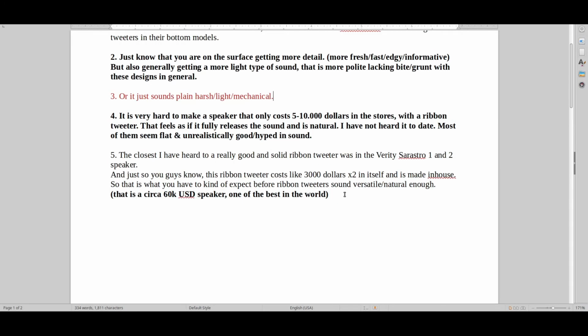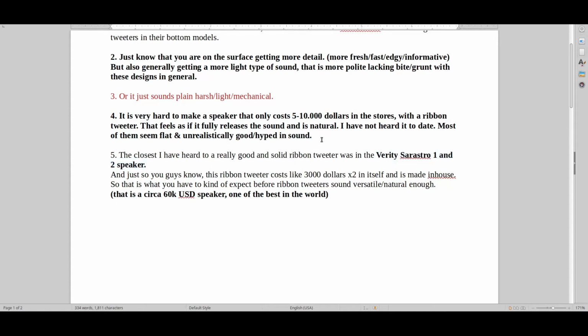that it takes a hell of a lot of money to produce ribbon tweeters that are really, really good, because you just need a solid, stable build that is basically required in these speakers. Like, I mean, the only speaker that I can think of is like the Verity Sarastro speaker, 1 and 2. These are really good speakers.